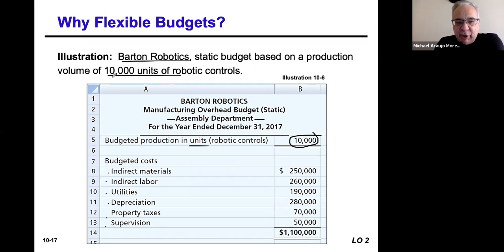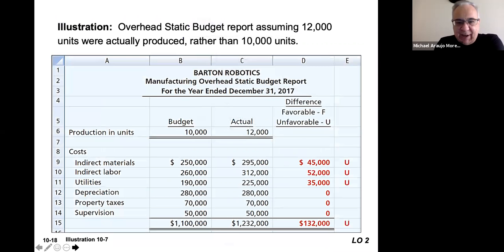for 10,000 units. Well, like I said, what if they actually made more than that? Well, in this case, they did. They actually produced 12,000 units compared to the 10,000 that they actually budgeted for. So when you do the report here, clearly it's not going to look very good because you produced a lot more units than you budgeted for.